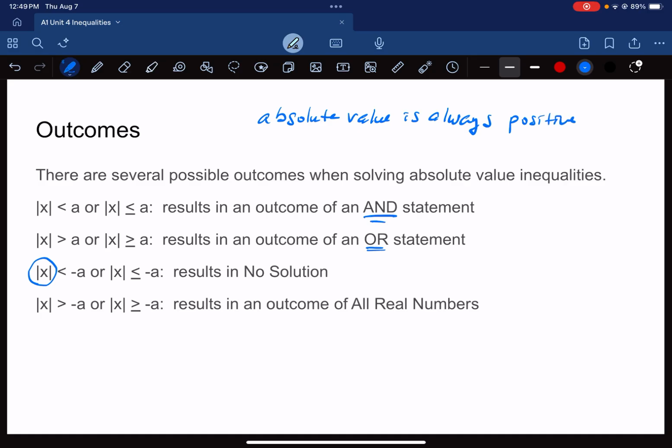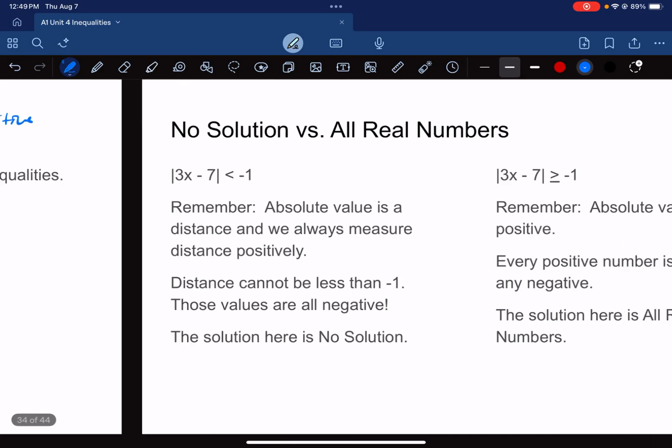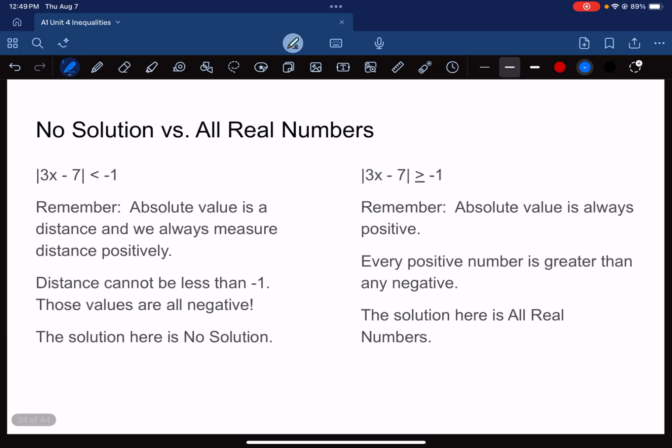Okay? And what if you have the absolute value of x greater than negative a or greater than or equal to negative a? Well, that's all real numbers, because every positive number is greater than negative numbers. So since absolute value of x is positive, it's going to be greater than every negative number, and it doesn't really matter. So every number is going to work there. Okay? So no solution versus all real numbers. Let's see that.